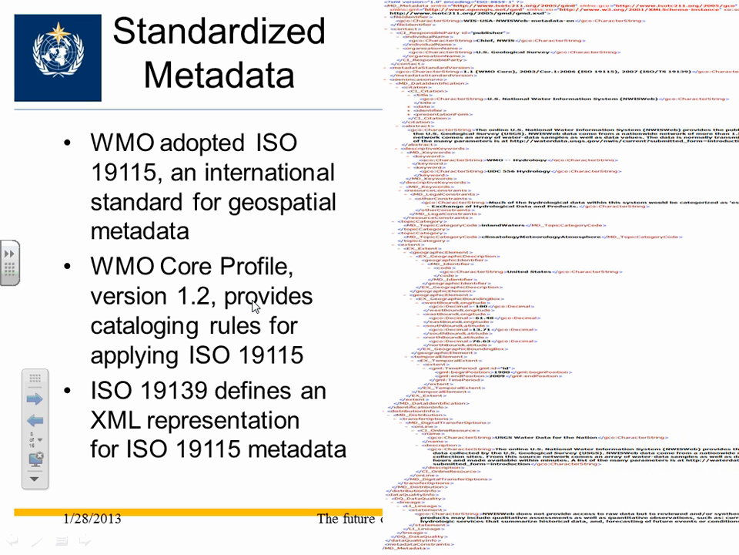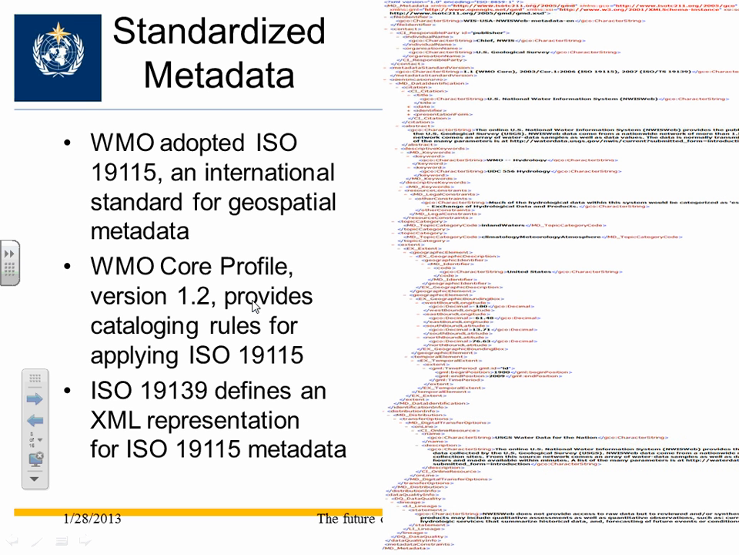The WMO Core Profile version 1.2 provides information or rules how this ISO 19115 has to be used. Why is that needed? As you will later hear, the ISO 19115 is used by many different people with different kinds of application cases. Maybe on the one hand, the land registry of the government uses 19115 to map out the land, what belongs to who. Then maybe geologists use the standard for their domain. Then in WMO, meteorologists use it for meteorological data. And there are many others.